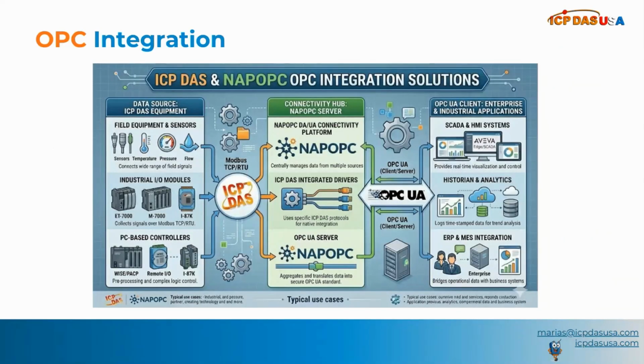OPC is like the universal translator for the industrial world. Here's how it works. Your ICP-DAS hardware collects raw data. It sends it to an OPC server. The server translates the signals to a standard format that any OPC client, like your SCADA software, can understand. By using this universal translator, you're not locked into one brand, and you can pass information from the field to the front office seamlessly, ensuring your entire fleet is working in harmony.